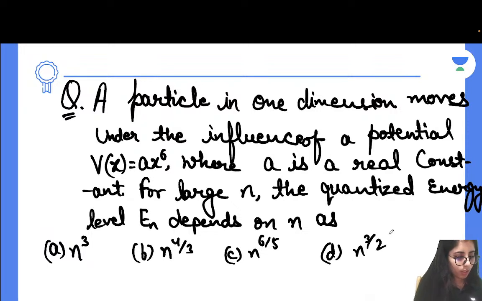What is the right answer? What is the right answer? What is the right answer?